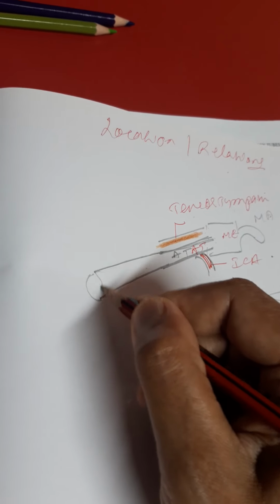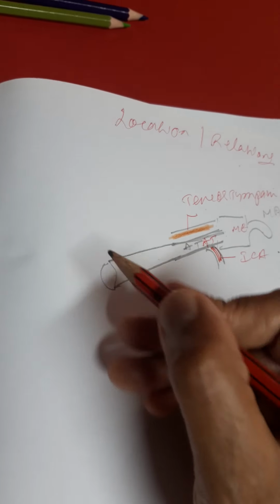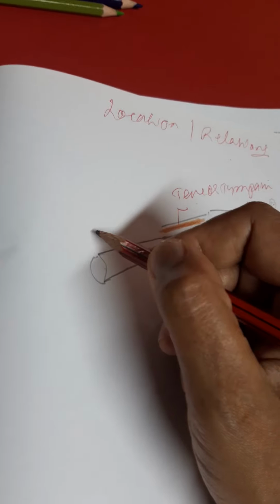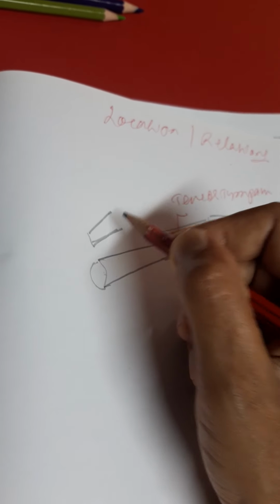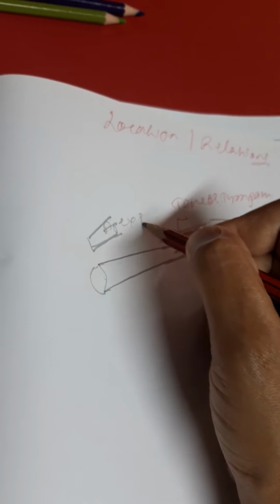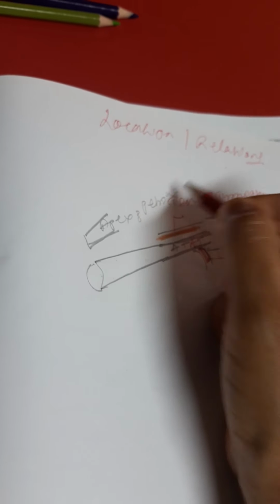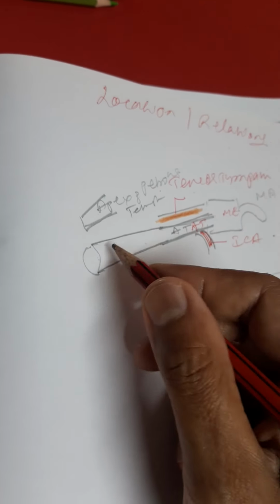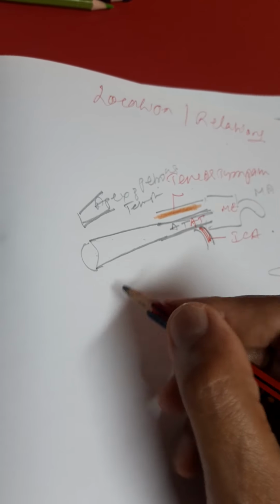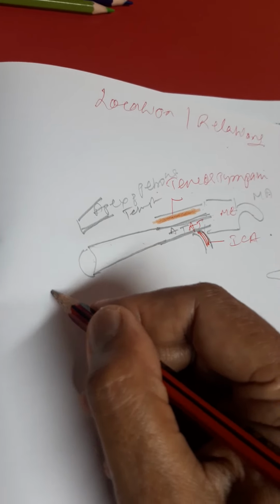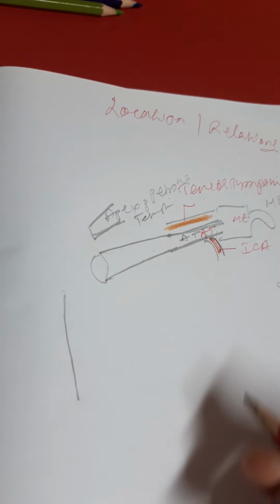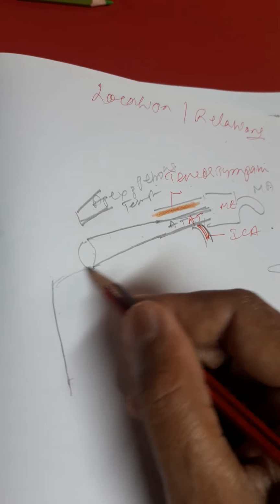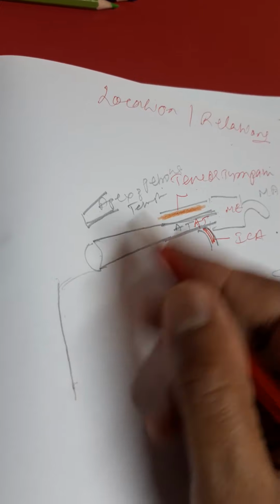Now let us write the rest of the structures, like how it is passing through the sinus of Morgagni. Here is one more bony projection that I am writing. This is the apex of the petrous part of the temporal bone. Now below this, if you observe, this is the median pharyngeal raphe.